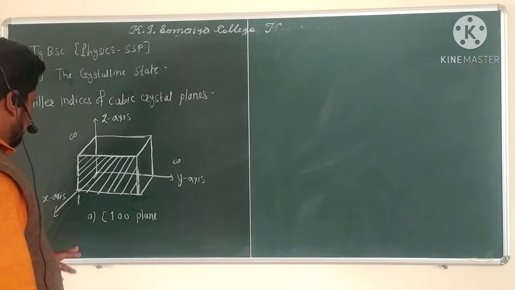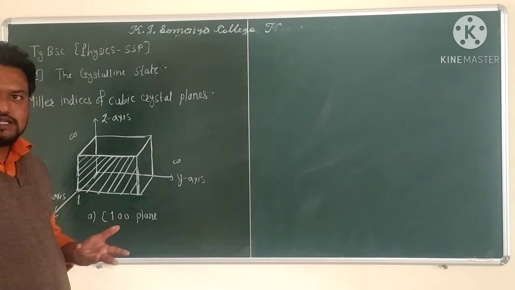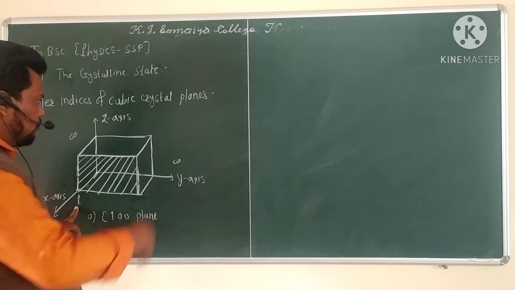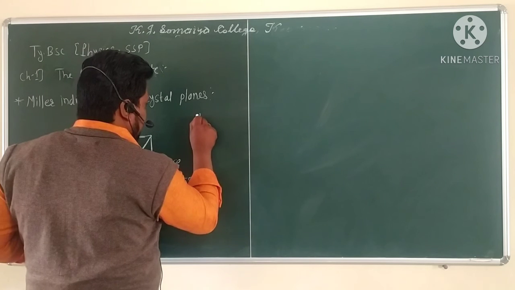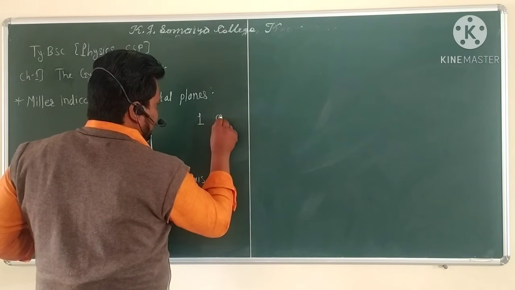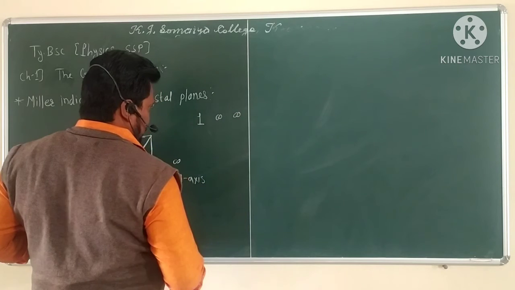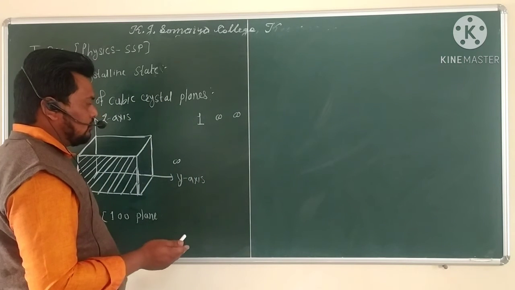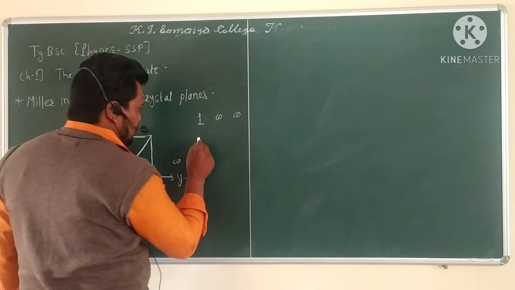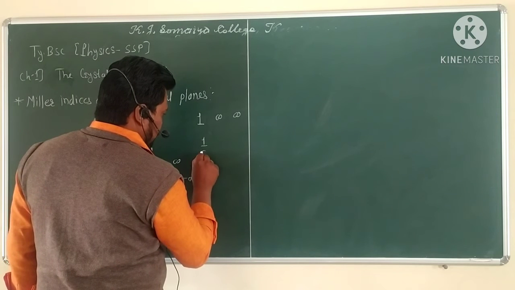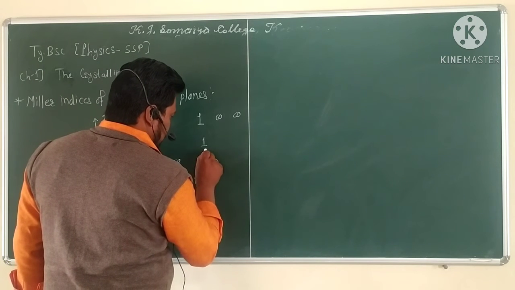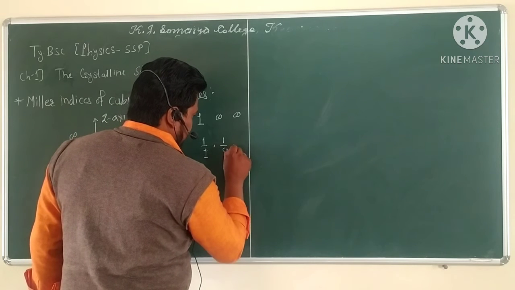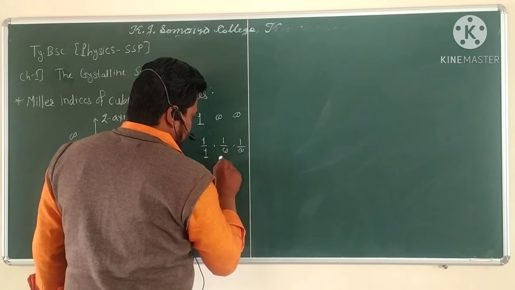You have to get an idea of how to calculate the numerical parameter. Consider the intercept values on the axes, which are 1, infinity, infinity. After that we take the reciprocal of these values, which gives 1 upon 1, 1 upon infinity, and 1 upon infinity.